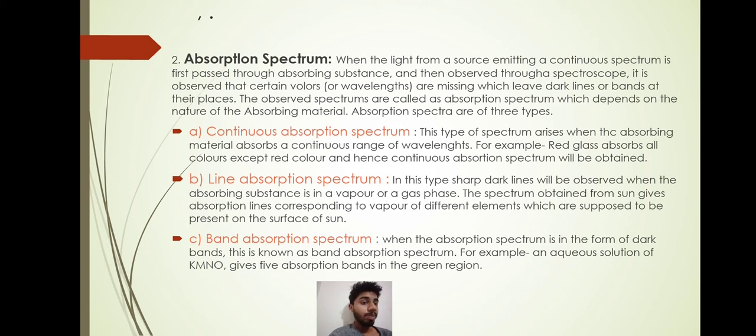Line spectrum. In this type, sharp dark lines are observed when the absorbing substance is in the vapor or gas phase. The spectrum obtained from the sun gives absorption lines corresponding to vapors of different elements which are supposed to be present on the surface of the sun. Band absorption spectrum. When the absorption spectrum is in the form of dark bands, it is called the band absorption spectrum.